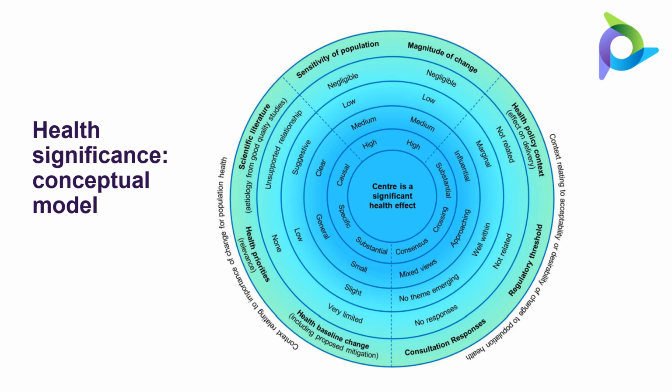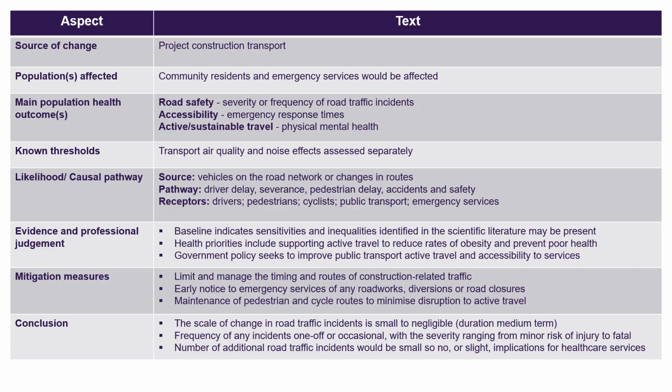So having talked you through the health sensitivity, the health magnitude, and the health significance, now I'd like to take you through an example of how this works itself out in terms of a hypothetical example. And in this case, the source of change is project construction transport, or what we'll probably commonly refer to as site traffic. In other words, the construction traffic on site during a particular development project.